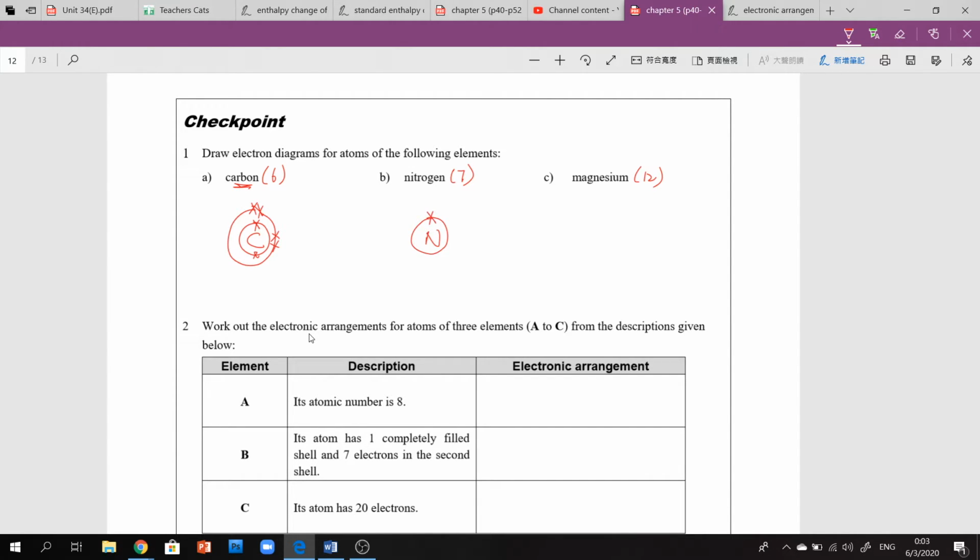Nitrogen, the one next to it. So first shell, the same, 2 electrons. For the second shell, the remaining 5 electrons. 1, 2, 3, 4, 5. And magnesium, 12, right? So you may know that the first shell and second shell are both fulfilled. So we have got 10 electrons already. How about the final 2? They are located in the third shell. Remember, you are asked to write down the electron diagram.